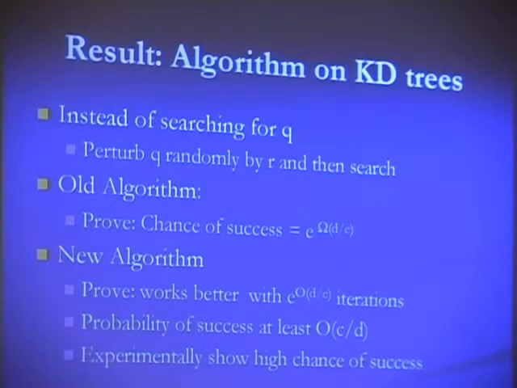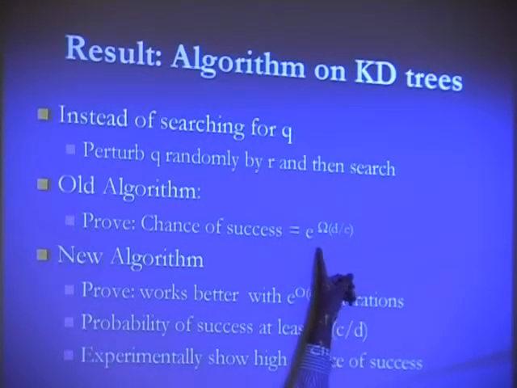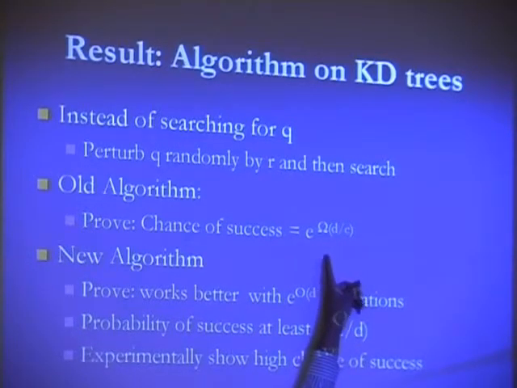So if you just take a traditional KD tree in d dimensions and take the query point and search for the nearest neighbor, the probability that you'll not find the nearest neighbor is very high. The probability of finding the nearest neighbor drops exponentially in the number of dimensions. It's about e to the power minus d over c. Now this is for a random database of points.